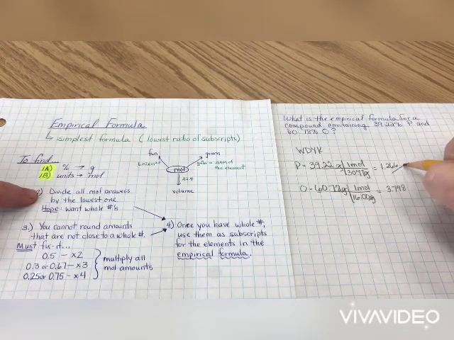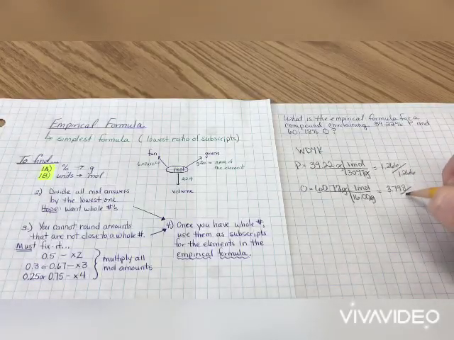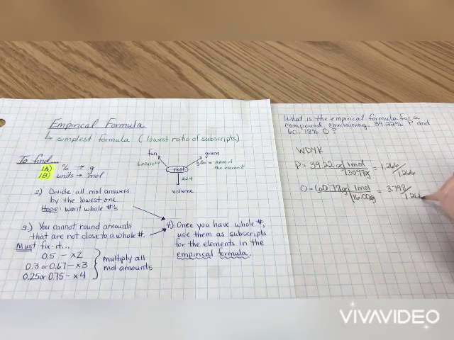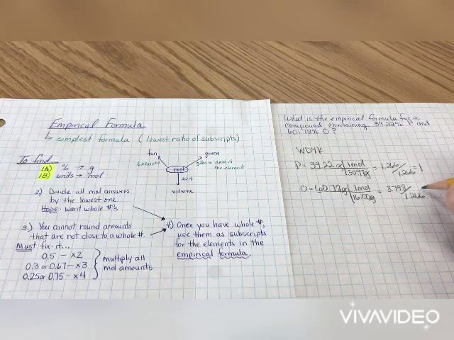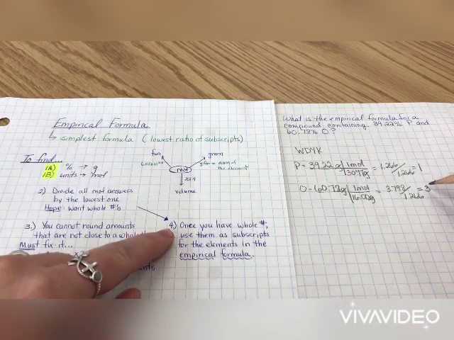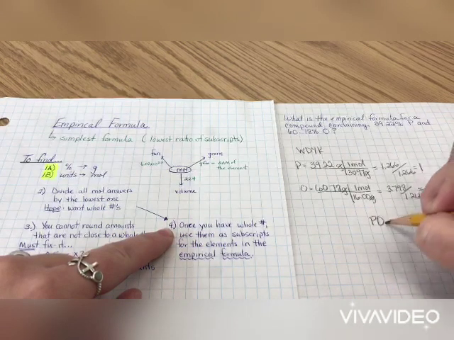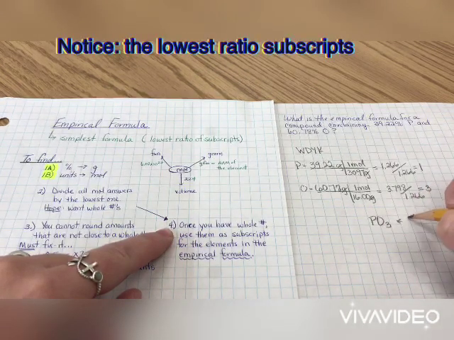All right, the lowest result is the 1.266. So we're going to divide these, and my phosphorus turns out to be 1, and oxygen comes out to be really, really close to just being 3. Our hope is that these turn into whole numbers, because then we can jump right to step 4, which is simply placing these as our subscripts, and we come out with phosphorus is 1, oxygen is 3, and that is the empirical formula.